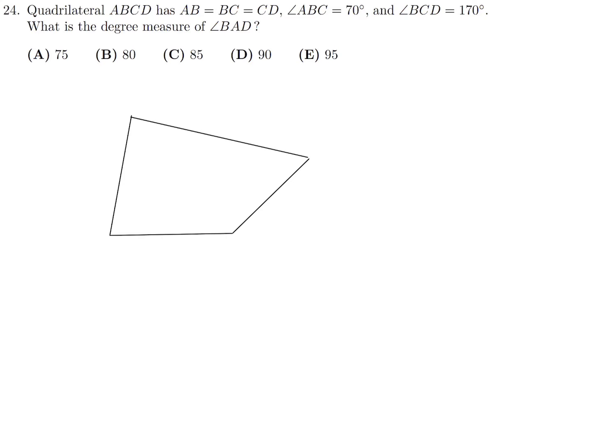So let's label this now. We've got A, B, C, D. And the angles they've given me: ABC is 70, so this is 70. And then BCD is 170, so this is 170 right there. And I think that's it. They want me to figure out BAD. BAD is this angle right here, so I'll call that X.